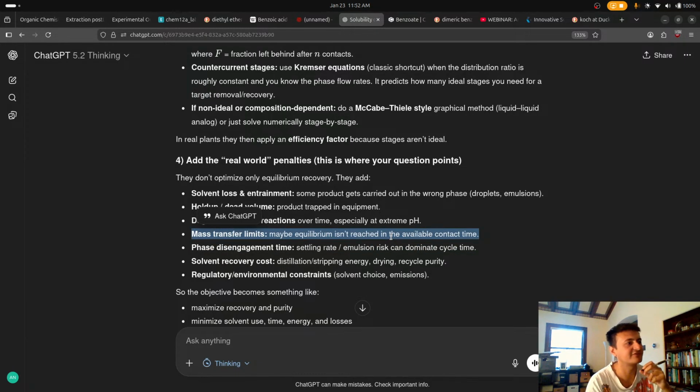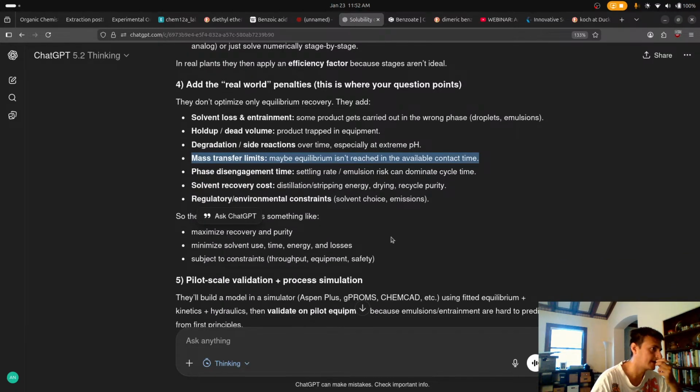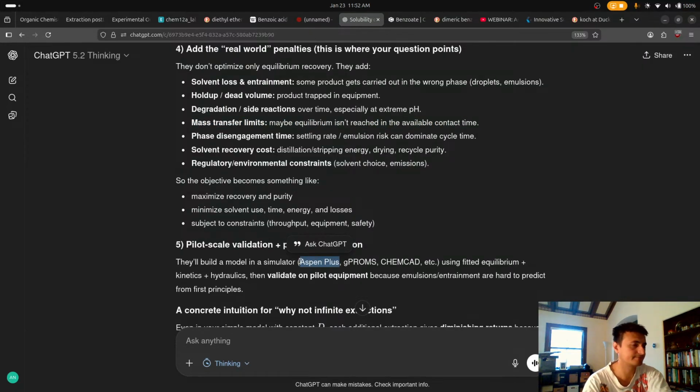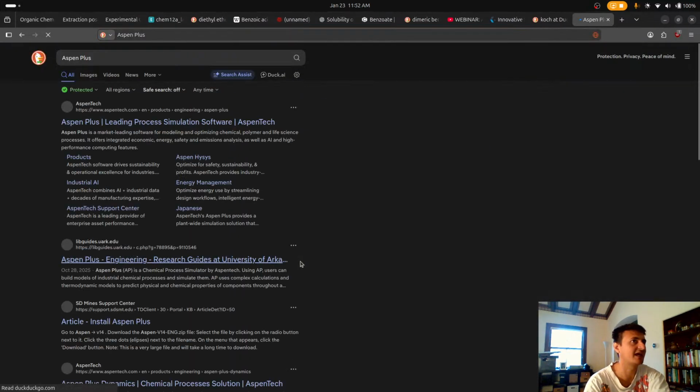Mass transfer limits. That's interesting. What's ChemCAD? That sounds cool.